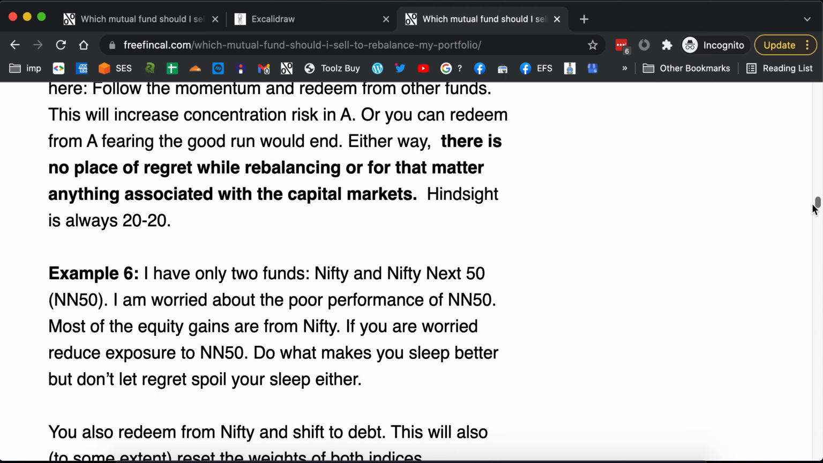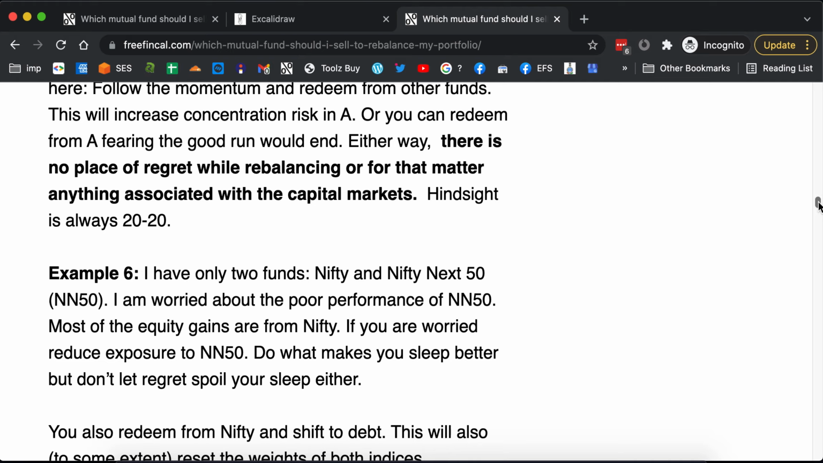Now, if we have only two funds, Nifty and Nifty Next 50, I have already shown that there is no need to rebalance between them. Between Nifty and Nifty Next 50, there is no need for you to rebalance. Just focus on the overall portfolio asset allocation. This is why I keep saying, don't keep adding some gold, don't keep adding some international equity. If you have too many players in your asset allocation, rebalancing becomes a difficult step.